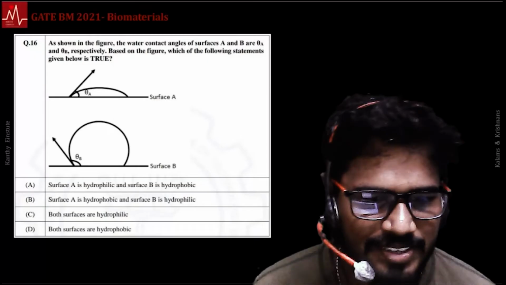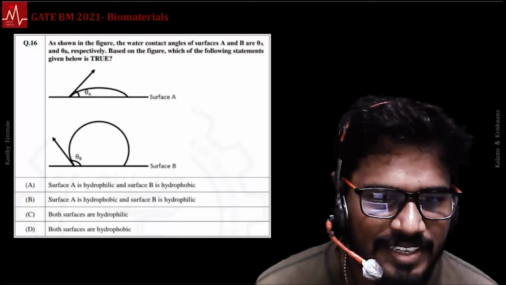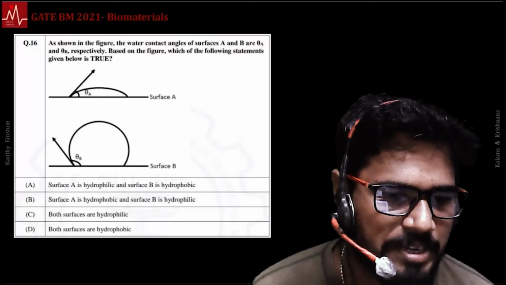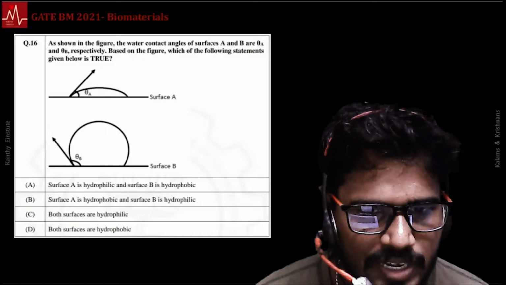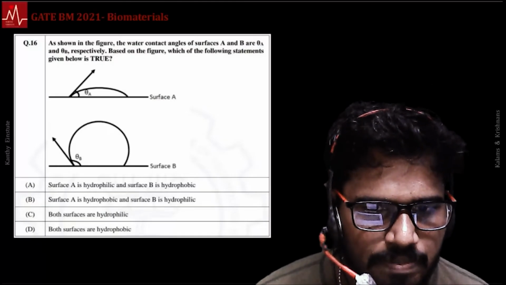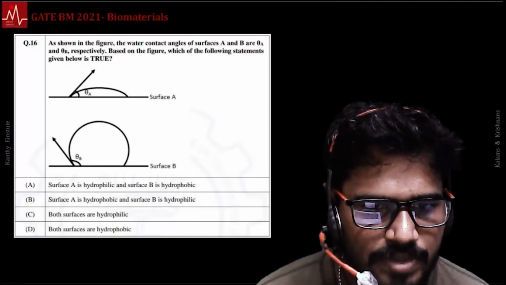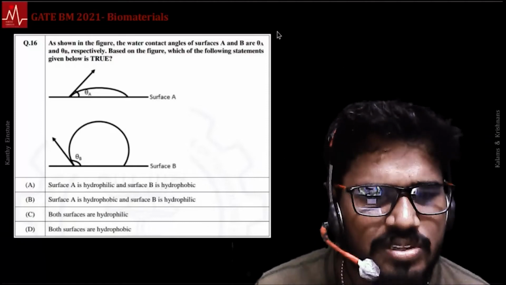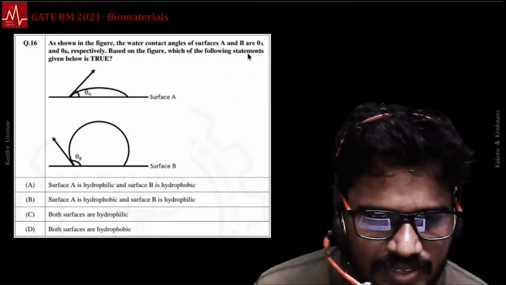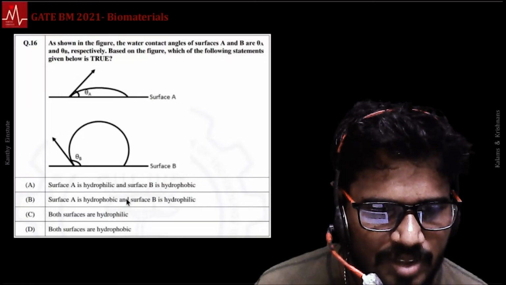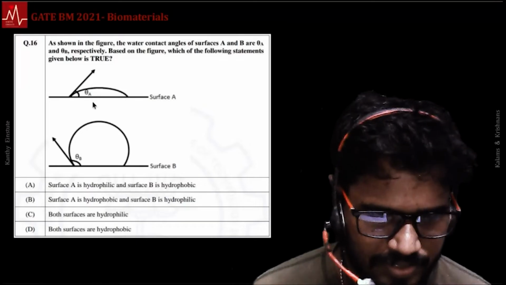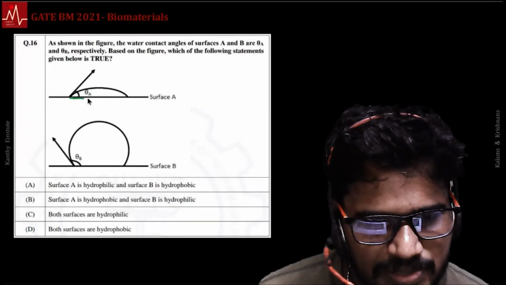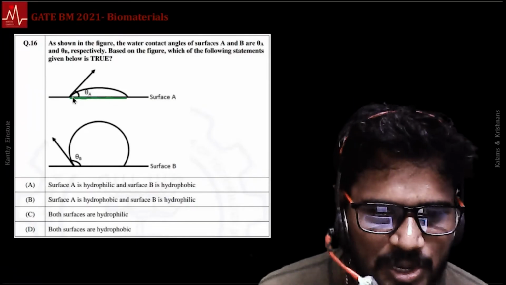Because water, what else? Perhaps something is philic to something else, right? That's a very basic question. Here they have just given you water with contact angles, surfaces A and B, theta A, theta B. Based on the figure, which of the statements below is true? They want to identify hydrophobic and hydrophilic surfaces. Notice, the surface is well embraced by that water droplet.